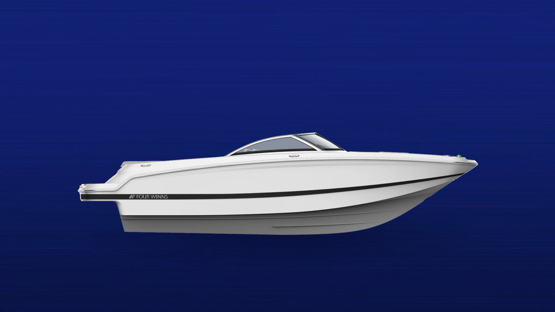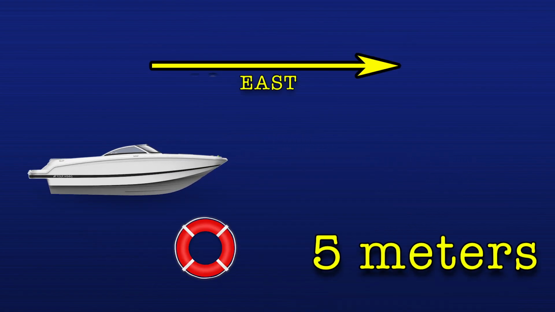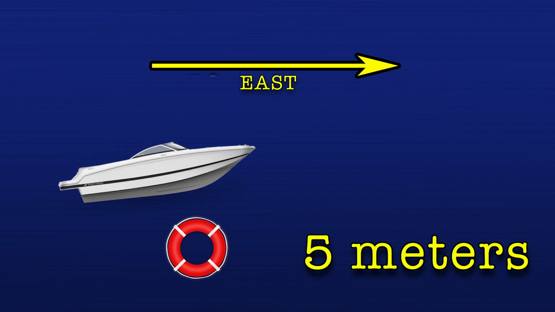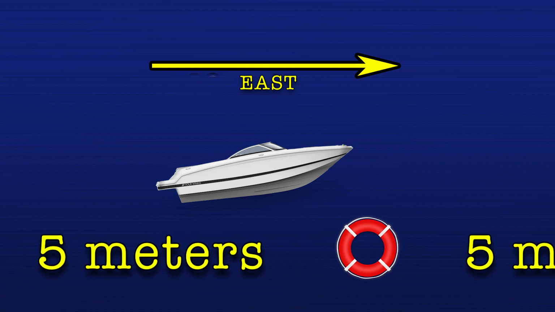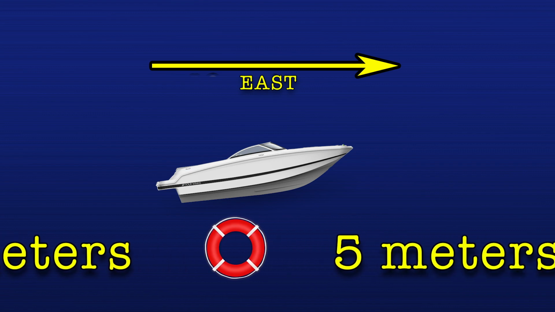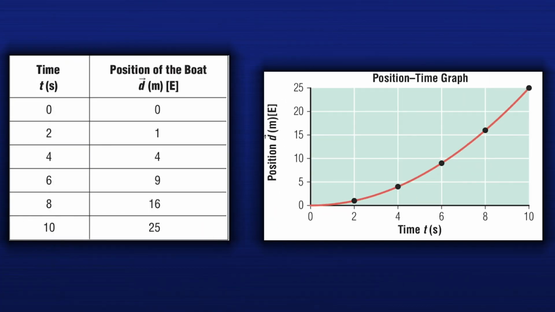Here's an example. Suppose that a motorboat is traveling with accelerated motion in the east direction. It passes markers placed 5 meters apart. As the boat passes the first marker, a person on shore starts to estimate and record the position of the motorboat every 2 seconds, relative to the first marker. This table on the left shows the data collected by the person on the shore. The graph to the right describes the accelerated motion of the motorboat.